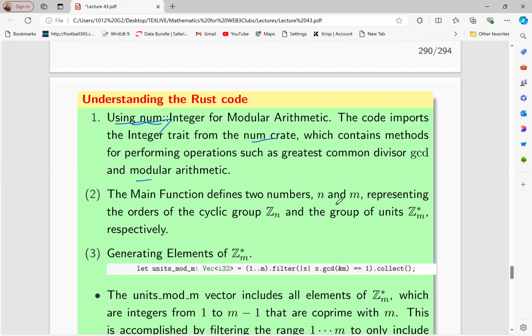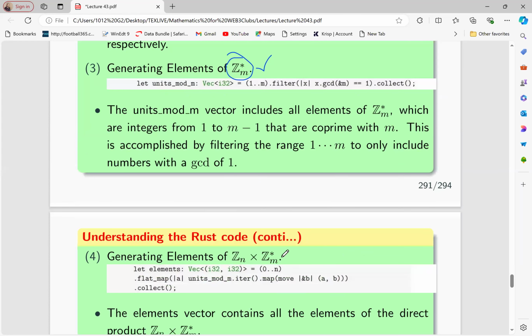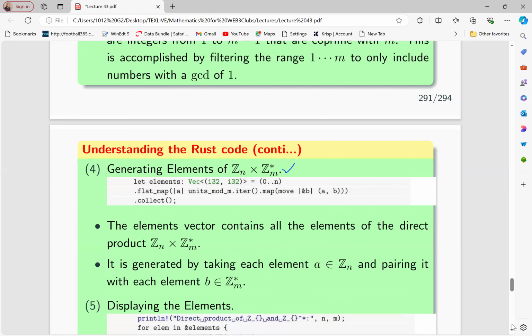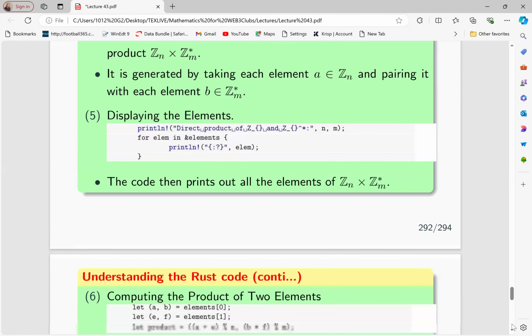Now the main function, we know what it does, and then we have this part for generating the elements of this group. Generates the elements of the multiplicative group before it goes to getting the direct product. So after generating those elements, it then comes here and does the direct product. And then it prints the elements.